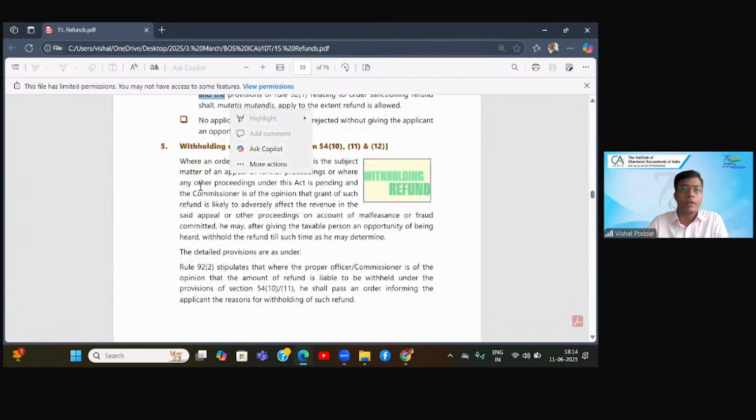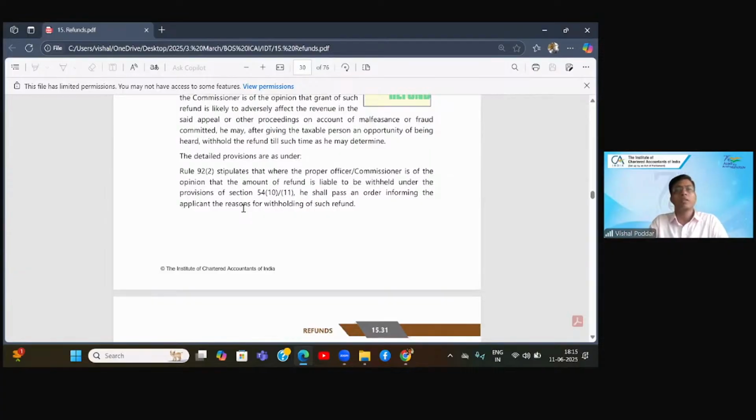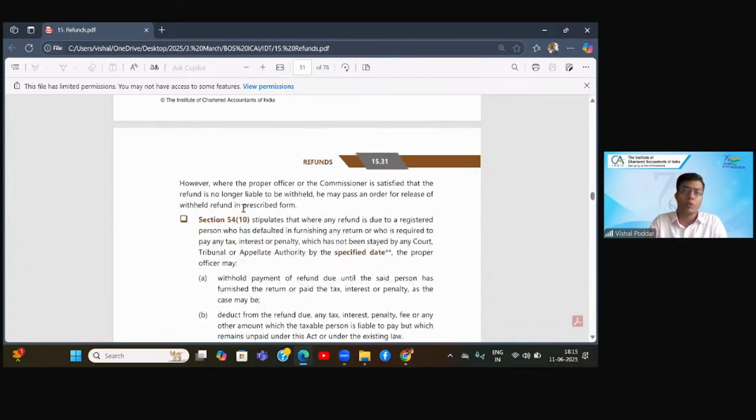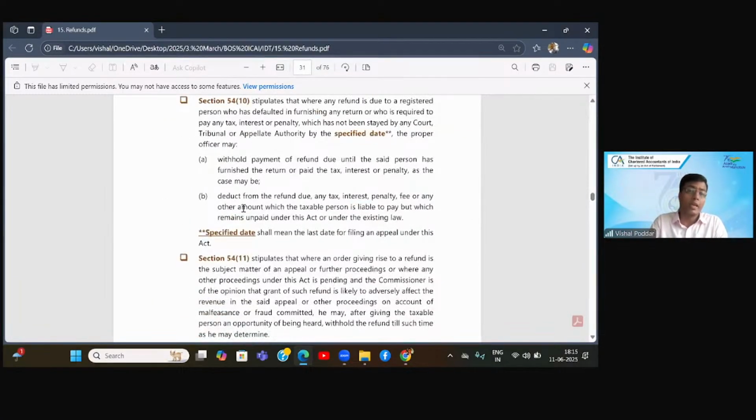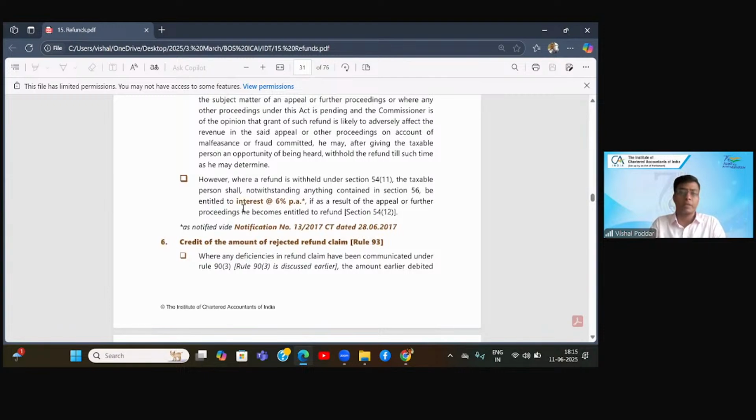Now, another point is withholding of refund claim. Wherever any proceedings are pending or there is any amount recoverable from you, in any of these cases, the commissioner may order that the refund, which is otherwise eligible to you, should be withheld until these proceedings are concluded or it is concluded that yes, no amount is due from you. If any amount is due, they have the powers even to deduct that amount from the refund. But until that amount is finalized, they can withhold your refund.